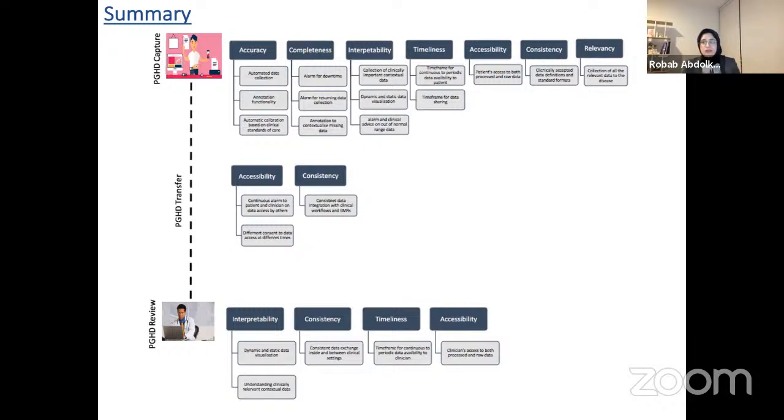This is another snapshot to show which aspects require more consideration during each stage of PGHD management, which we categorize based on the overall stages of collection, transfer, and review. As you see, as PGHD is collected outside the clinical setting, under the patient or caregiver's supervision, it needs more concentration in terms of quality assurance. And the rest of them need attention at the transfer and review stages as well.